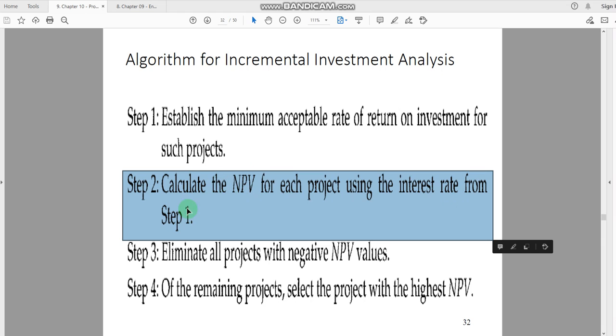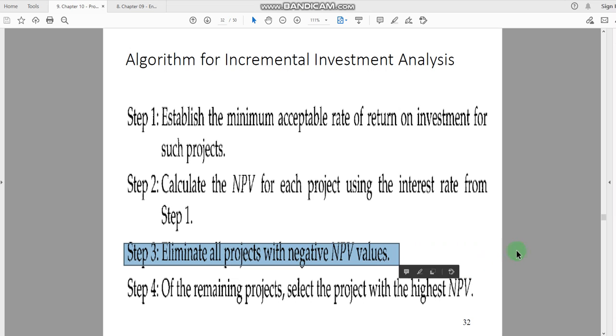Then step number three, eliminate all projects with a negative net present value. When you analyze different projects and calculate the net present value of each, we can ignore those projects that have negative net present values. So we are focusing on the projects that have a higher net present value, which can give you a higher rate of return on investment.